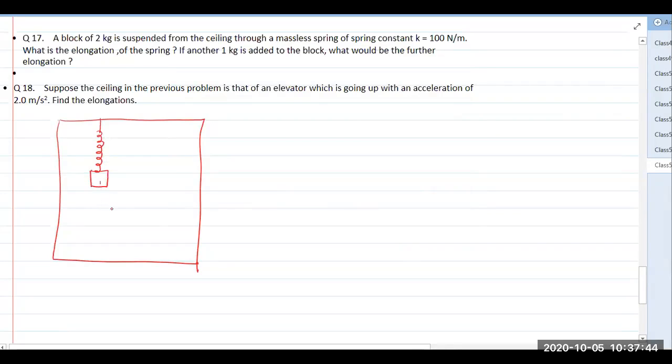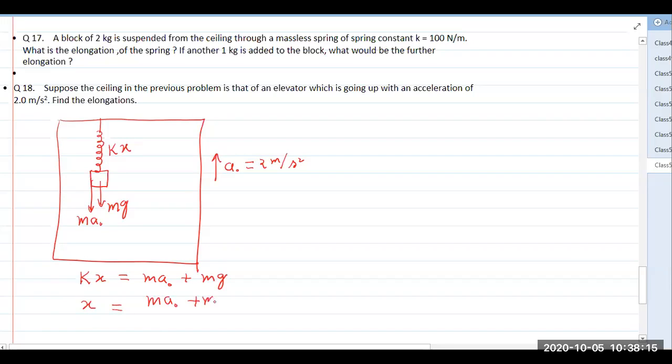So what are the forces here? mg downward. The elevator is going up with acceleration, so acceleration is in the upward direction. a naught is 2 meters per second square. The pseudo force will act downward, m a naught, and there will be kx from the spring in the upward direction. So kx will be equal to m a naught plus mg. So x will be (m a naught plus mg) by k. In this way we can find the extension in the first case.